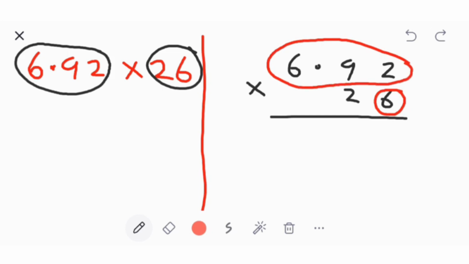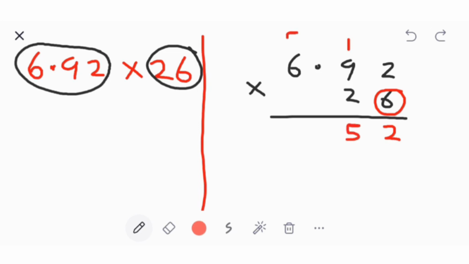Let's do that multiplication quickly. So you do 6 times 2, which is 12. Write down 2. Put 1 on top of 9. Then you do 6 times 9, which is 54. Plus the 1 on top, you have 55. Write down 5. Put 5 here. Then you do 6 times 6, which is 36. Plus the 5 on top, you have 41. So you write down the full 41.